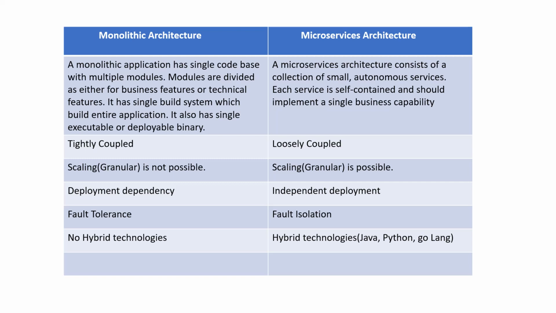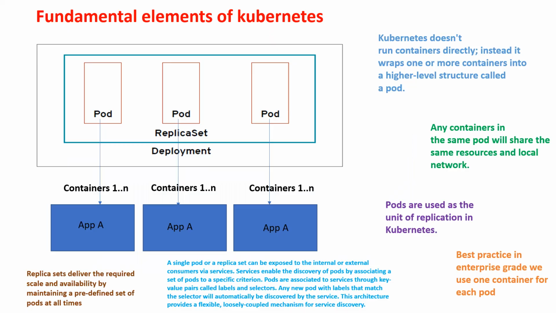And no hybrid technology. For example, I can use only one programming language across this entire application stack, whereas in microservice architecture, each microservice can have its own programming language, and they can communicate with each other through API calls. By this, I would summarize what is monolithic and microservice architecture. Now let's get into exactly what is Kubernetes and what is Kubernetes made of.